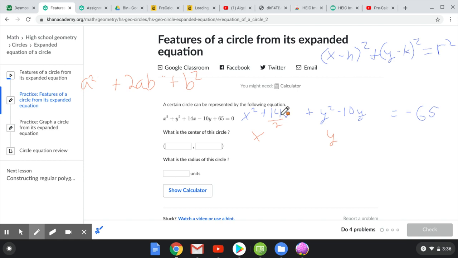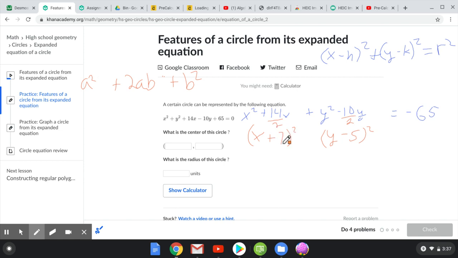So we're going to divide by 2, and so 14 divided by 2 is 7, right? So that tells us that our x plus something squared is going to be x plus 7 squared. That's what we're trying to get, is x plus 7 squared. Over here, we're trying to get y minus 5 squared. So we're going to have y minus 5 squared. So we can already tell what the center of our circle is going to be. But we have to finish the process to get the radius. So let's do that.